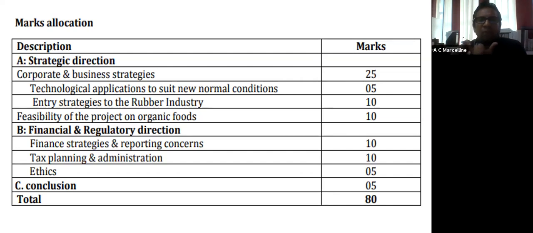Feasibility of the project on organic foods. Okay, now they are talking about a new one, organic food, right? Let me see what the information is. Feasibility, what is it? Feasibility is whether I could get my resources at the right price, whether I could get my market, whether the market is possible. I might have to do a net present value and a project evaluation.